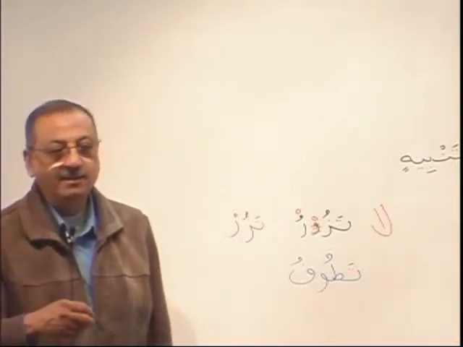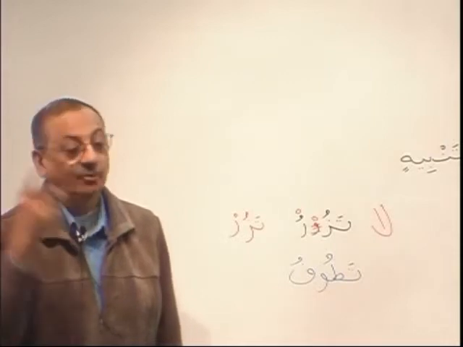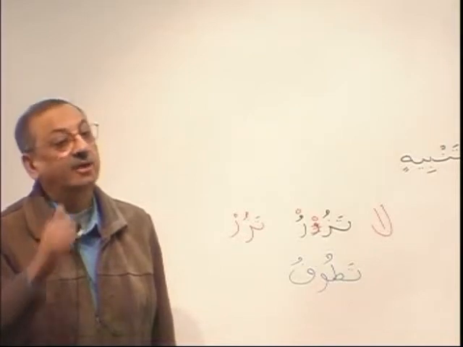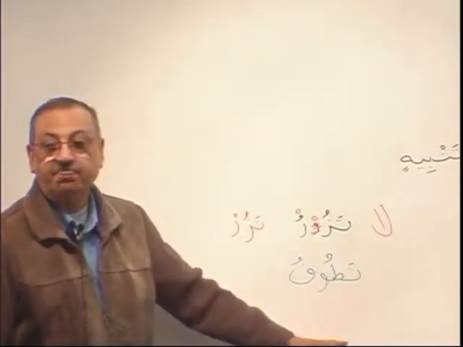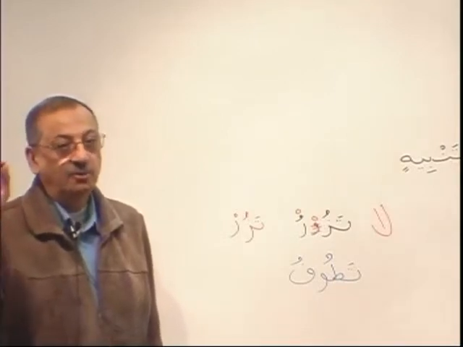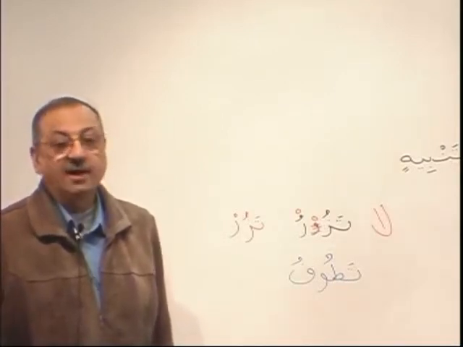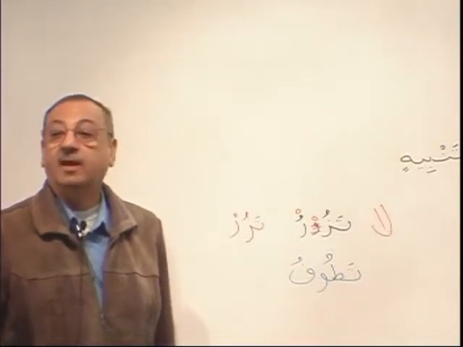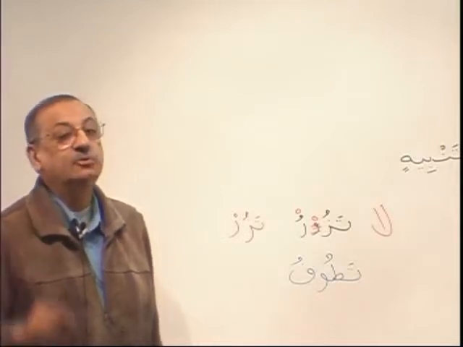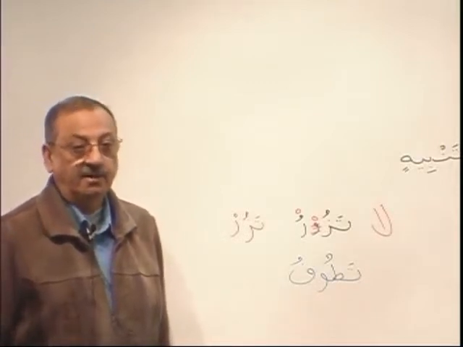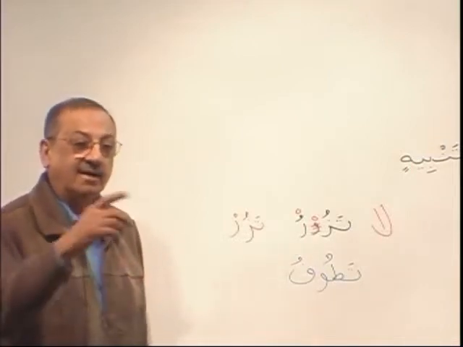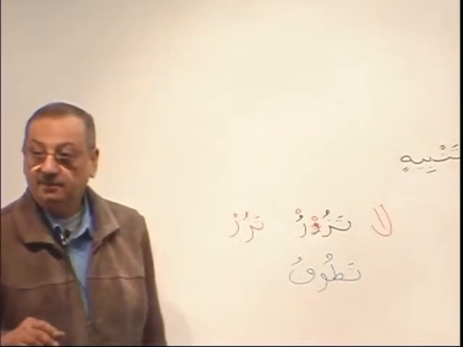Kul, eat, la takul, don't eat. Ishrab, drink, la tashrab. Now you know this la nahiya can be used for huwa, huma, hum, hiya, huma, hunna, anta, antuma, antum, anti, antuma, antunna. Not in ana, nahnu. But in all of these you can use la nahiya. Right now we are only studying it in mukhatab, second person. In book 3, la nahiya will come in third person.